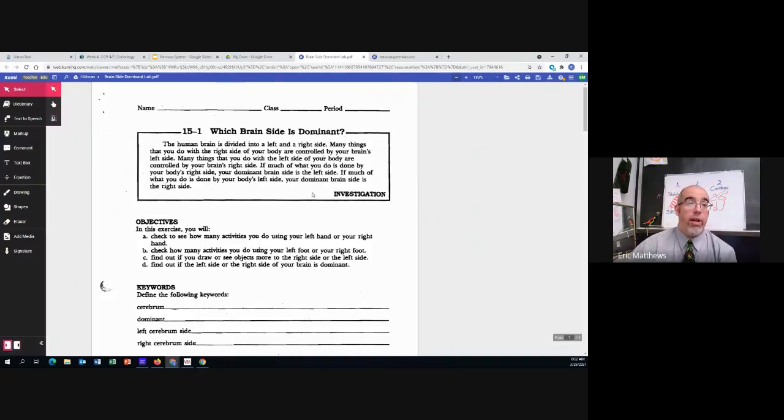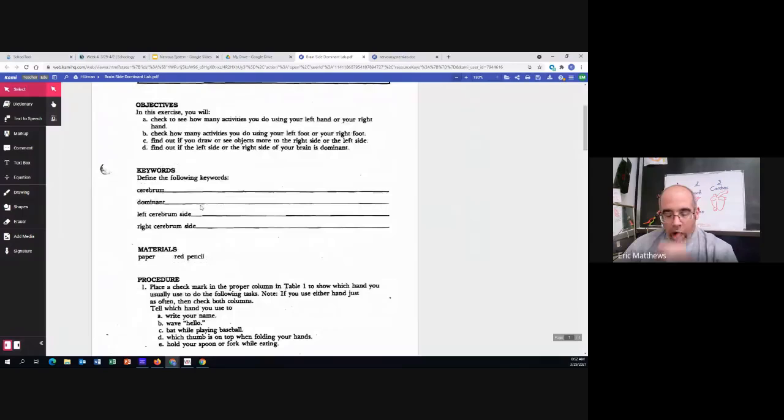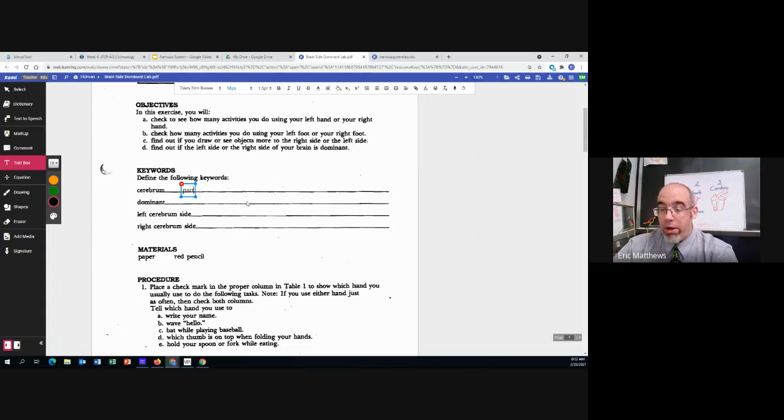There's not a lot to it. You first want to define these four things. Cerebrum, as far as we need to know, part of the brain. What does dominant mean? That it's used more. Left cerebrum side, right cerebrum side. I think you can probably figure these out.